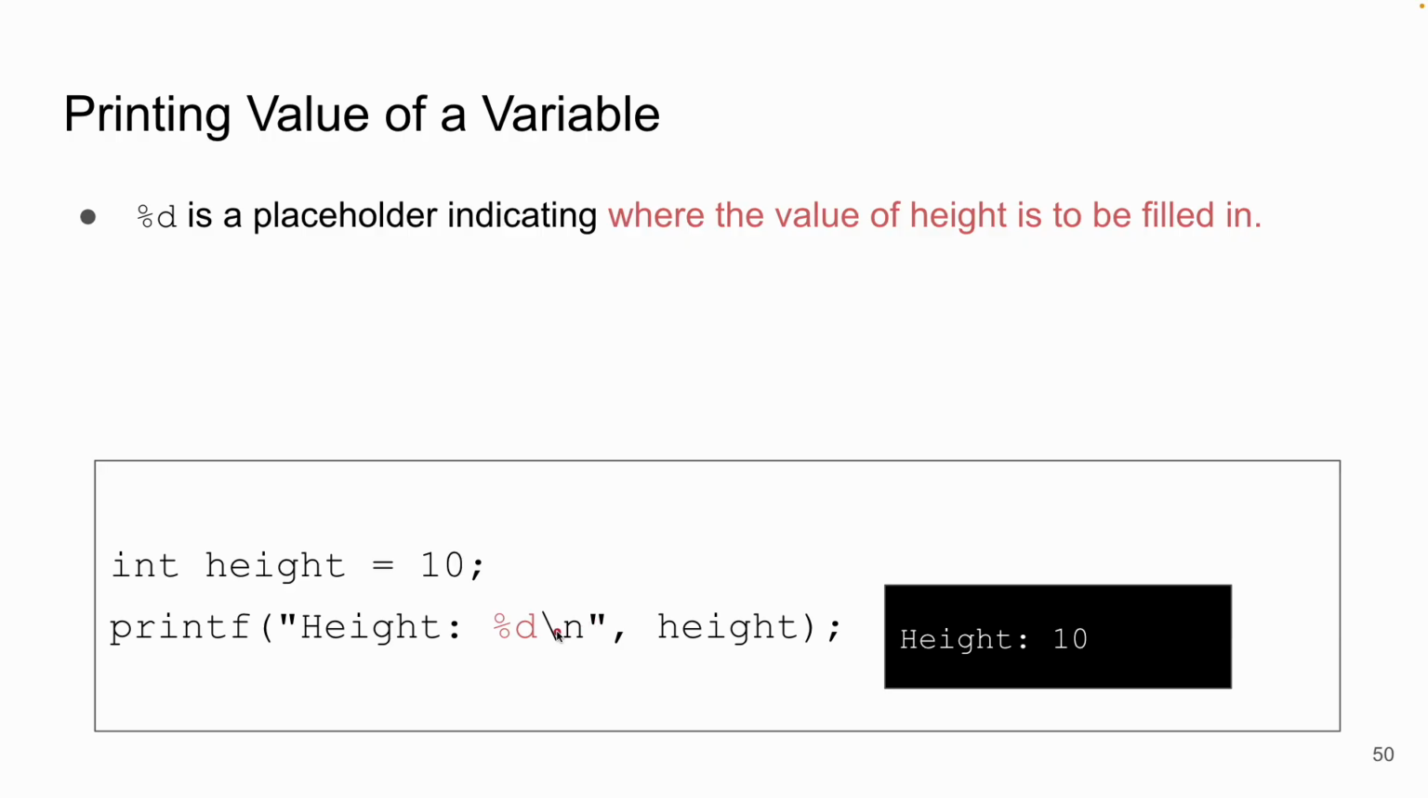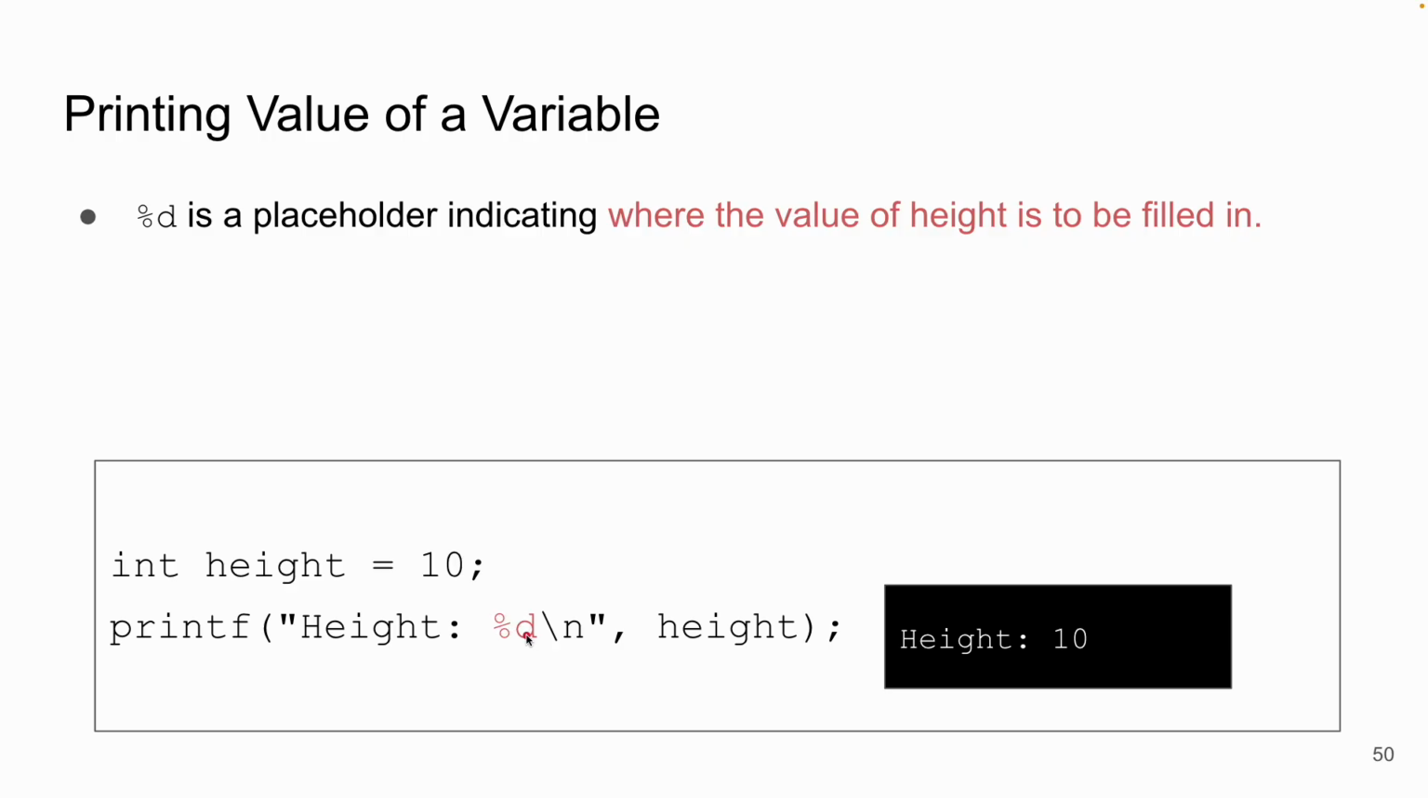The first thing you might notice is that inside the printf, inside the string here, we have the %d, right? So what is the meaning of %d? The %d is a placeholder. You can think about this as a mark in the string. This mark tells the computer where the value of height is to be filled in. So that means we can put the %d in the place where we want the value stored inside height to be printed out. So we can put it here.